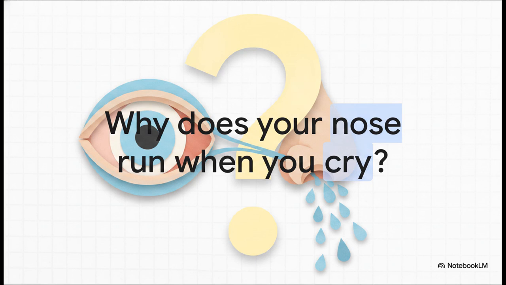Which brings up a really fun question. Why exactly does your nose run when you cry? Well, the answer is all about the nasolacrimal duct. After tears wash over your eye, they pool in the inner corner and drain down ducts that wire directly into your nasal cavity. It is literally drainage plumbing connecting your eyes straight to your nose. So when you cry, that plumbing just completely overflows, and bam, your nose starts running.